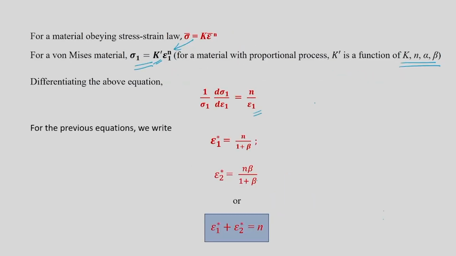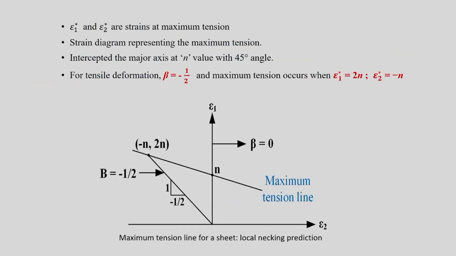Okay, so now if you add these two, epsilon 1 star plus epsilon 2 star, you will see that it will be equal to n. So this is a simple condition for your local necking. With the help of maximum tension, we derived it.